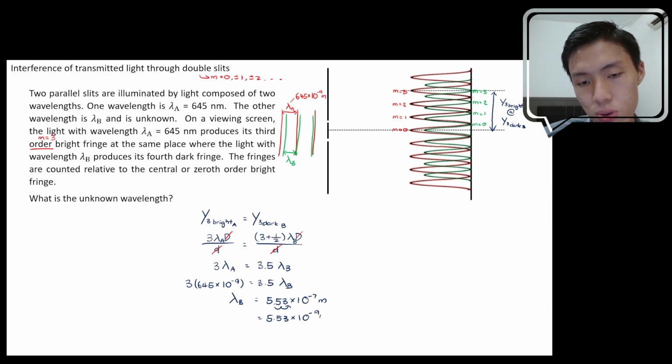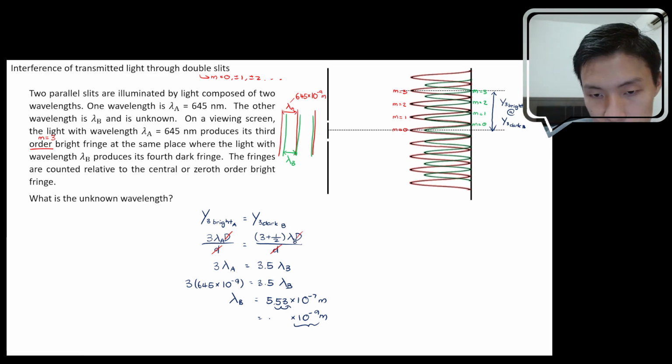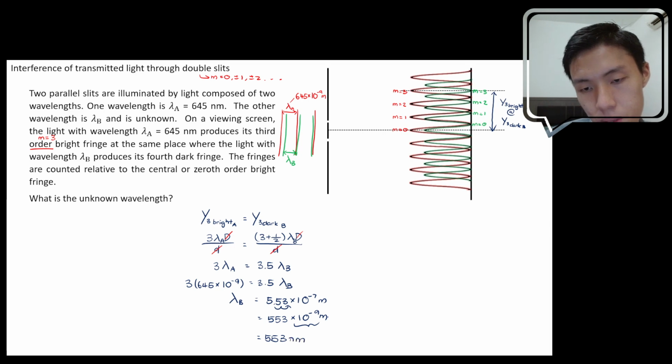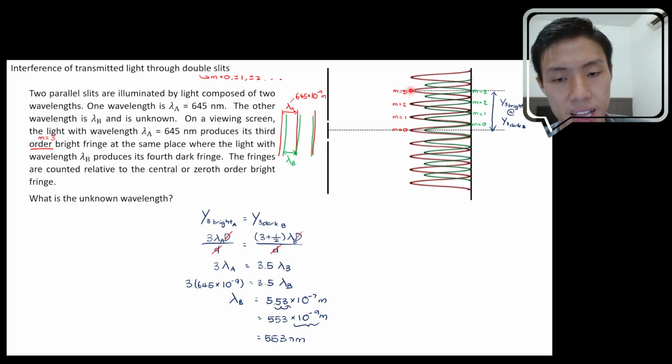What's the purpose of doing so? Because if it's negative 9, then it's nano. So this is what I'm doing. I moved my decimal place 2 times already. So this should be 553 times 10 to the power negative 9, so this would be 553 nanometer. This is the wavelength that is needed to shine on this same double slit in order to have your third order dark fringe for lambda B at the same place where you find the third order bright fringe for the red light. So this is the wavelength that you should be using.